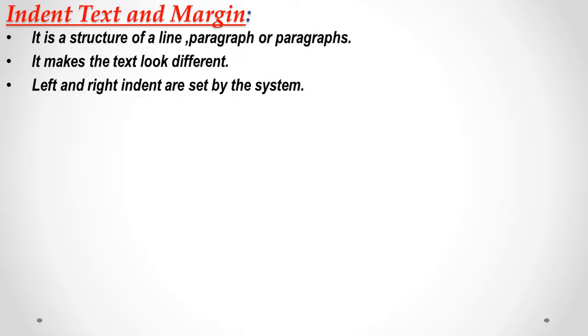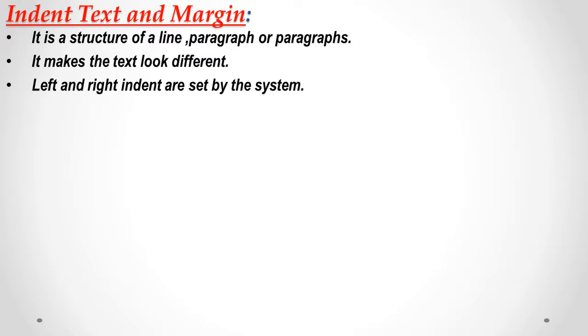Here is the structure of a line or paragraph or paragraphs. This indent text you can give for a single line, or to one paragraph, or to the selected paragraphs. It makes the text look different. Whichever paragraph you select, it will give a gap on the right side or left side based on your choice, and the paragraph will become smaller. If you give more or less space on the left and right, it will make that paragraph look different from the other paragraphs. That is about indent text.